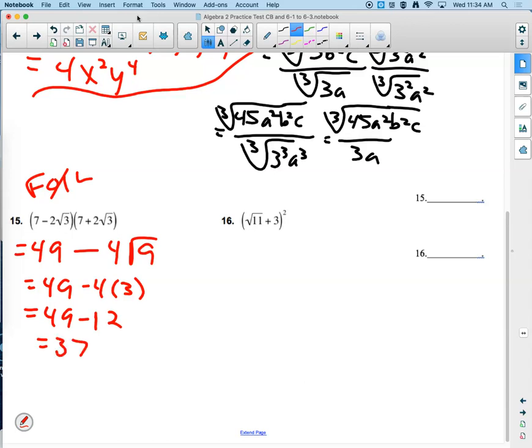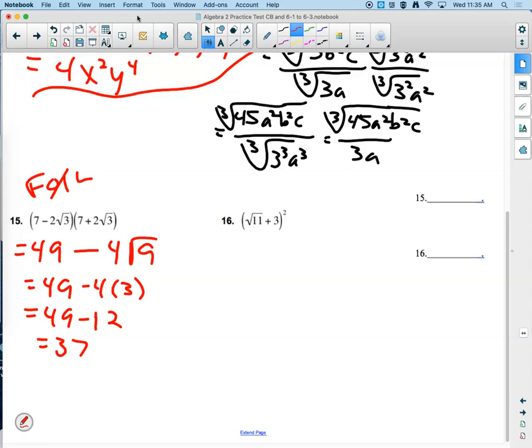So pretty cool. That's why we did this conjugate thing, remember? So that we can get what's called a rational answer. Rational means you could write it as a fraction, as a ratio. So 37 over 1, that's a nice little fraction. This is the way to get rid of radicals in the denominator of our fractions.